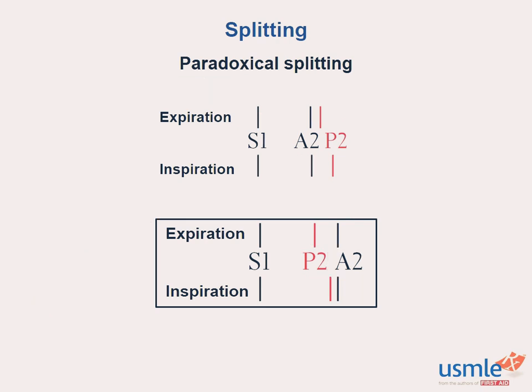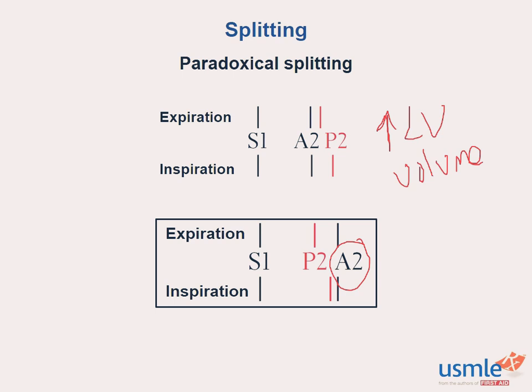Well, if we think about it, similar to the way normal physiologic splitting occurs, there's an increase in volume in the right ventricle causing the delayed pulmonic closure. In this scenario, what we're seeing is there's an increase in left ventricular volume such that the aortic valve closes later. There's an increase in volume that needs to be pushed out, or blood takes longer to exit the left ventricle because of some anatomic abnormality.